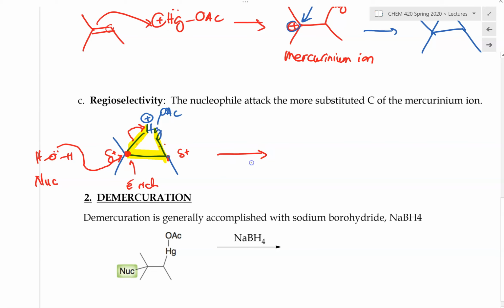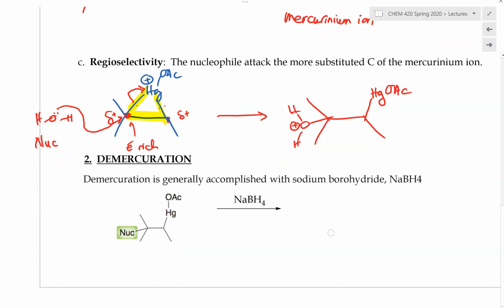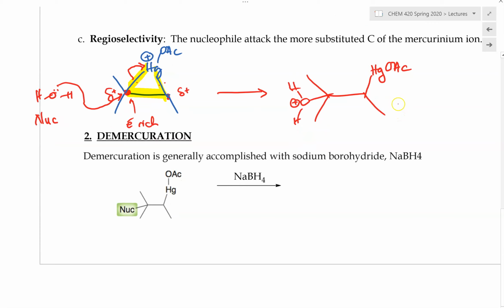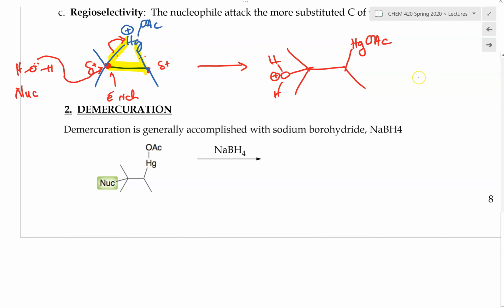And in this case, we'll be producing this product. So the nucleophile or water will be added to this direction, and this ring will break apart, and we now have this mercury acetate over here. So at the end of this oxymercuration step, this would be the product that we'll be producing. And this will be the product of the first step.